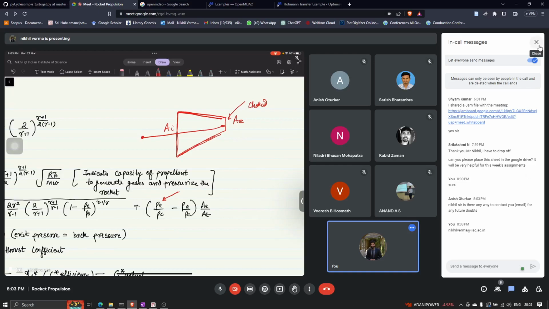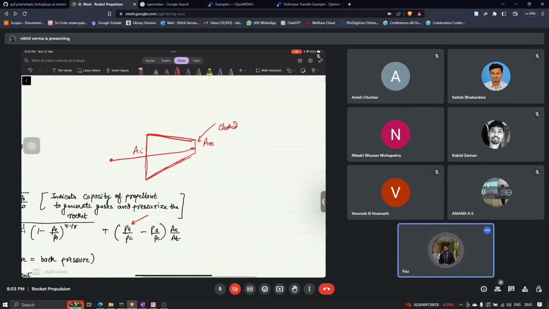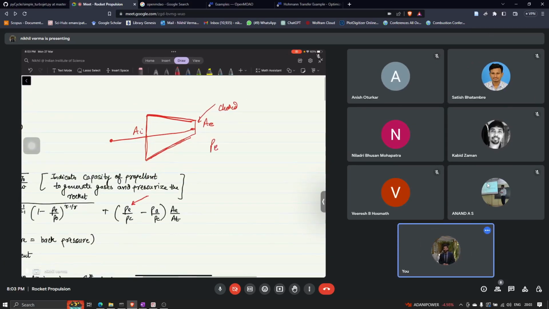Okay, yeah. So it will depend on your exit Mach number. Currently it will be subsonic, right? So you have A inlet, you have A exit. You can calculate what is the Mach number corresponding to this.